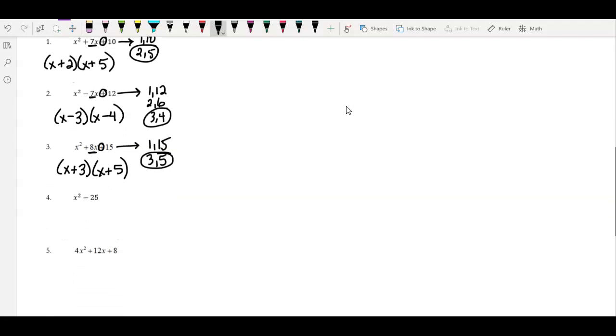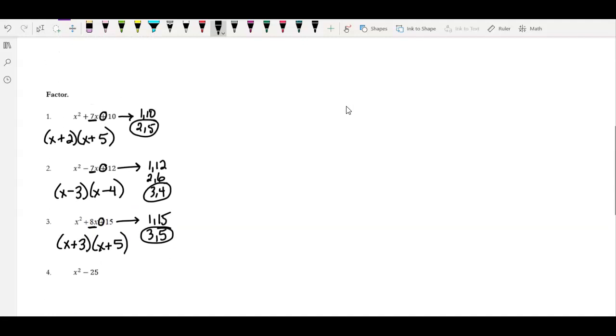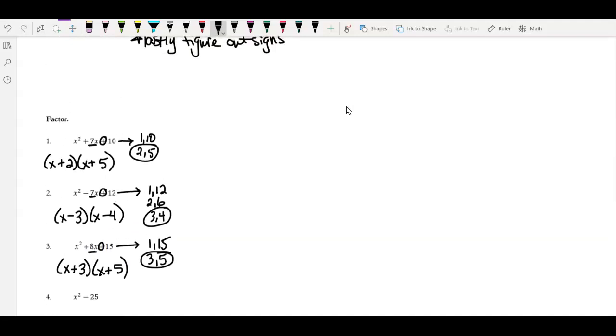Okay, so I noticed that I skipped some types of problems. I didn't have a lot of minuses, so let's do some of those. So 6. I know we'll do 4 and 5 in a minute, but we're going to do 6 right now. So let's do x squared plus 3x minus 10. Okay, so same thing. I start off by finding my factors of 10, 1 and 10, 2 and 5.